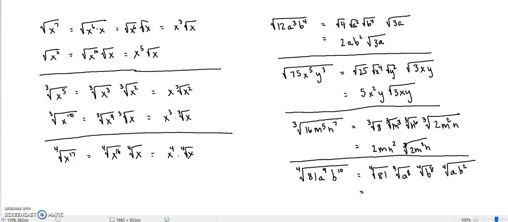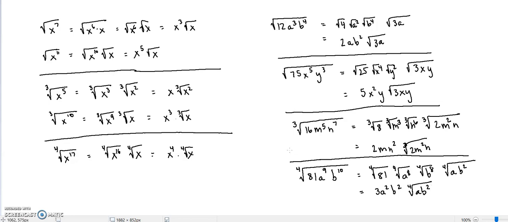And then we can simplify. So the 4th root of 81 we said was 3. The 4th root of a to the 8th, now we're taking a 4th. That would be a squared. The 4th root of b to the 8th is also b squared. And our leftover pile is the 4th root of ab squared.